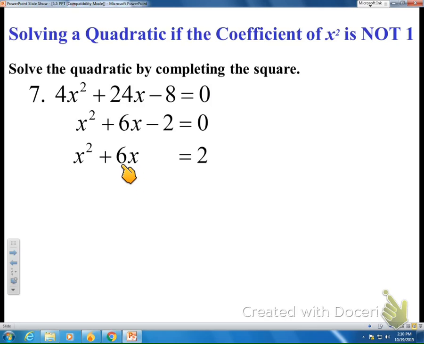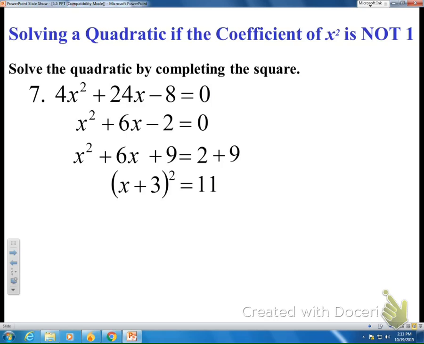Take this, divide it by 2, and then square it. 6 divided by 2 is 3, and then square that. We're adding 9 to both sides. We rewrite this trinomial to be a binomial squared. And then I have to figure out what's going to be in parentheses. What multiplies to 9 and adds to give you 6? 3 and 3. So inside parentheses, x plus 3, quantity squared. And you simplify the right.